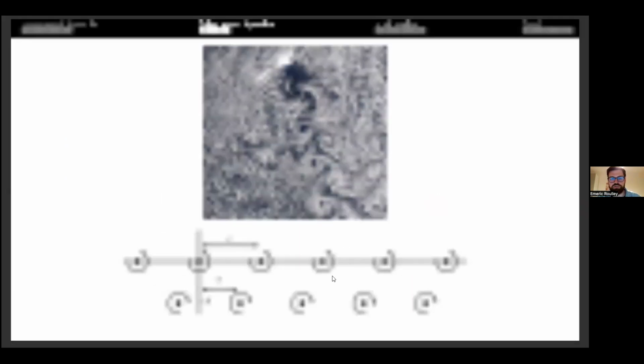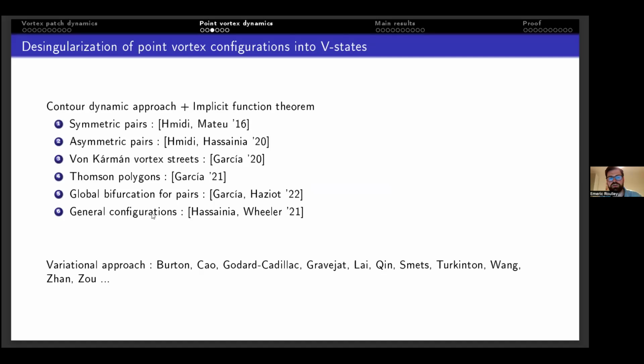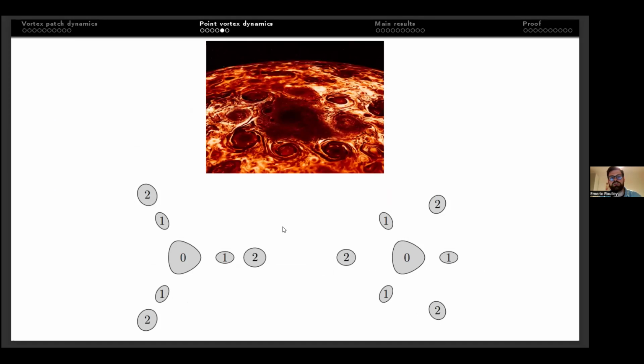And the work on general configurations by Zineb and Mice. They could consider, for instance, nested polygons of point vortices that you can desingularize with a central one, for instance, and which will have a uniform rotation. And so here, for instance, at the North Pole of Jupiter, you have this kind of structure which rotates with a center vortex surrounded by several vortices around it, located at the vertices of a regular polygon.